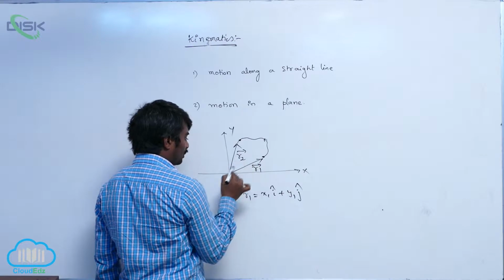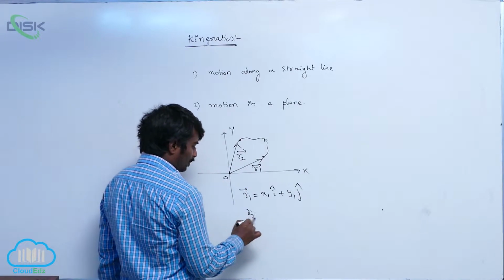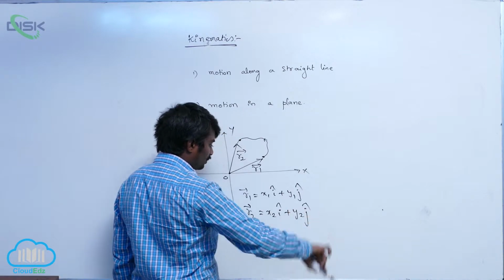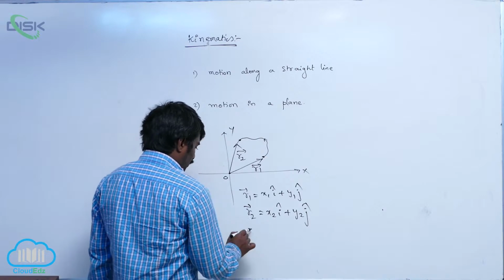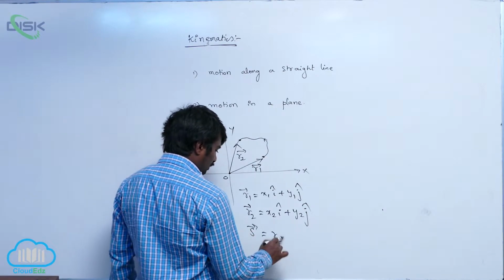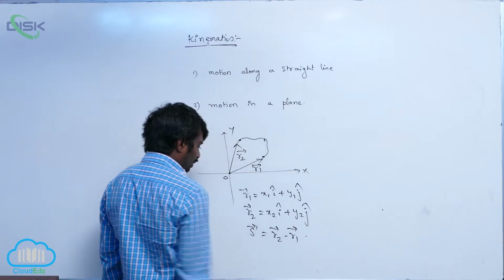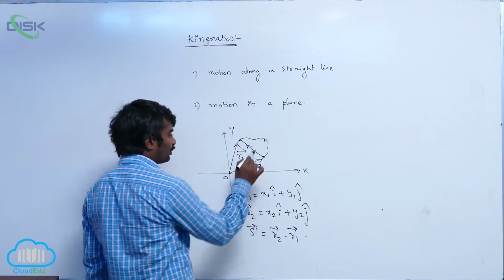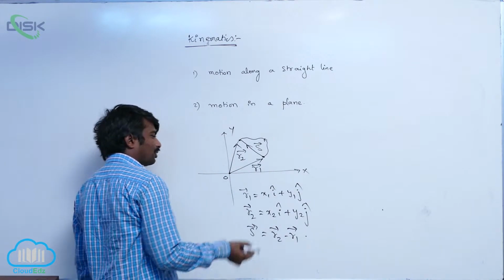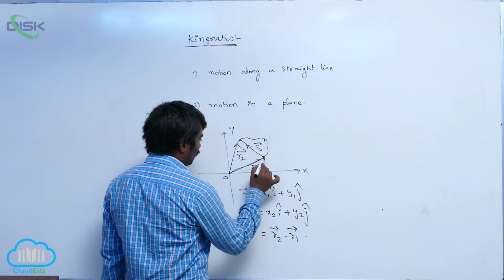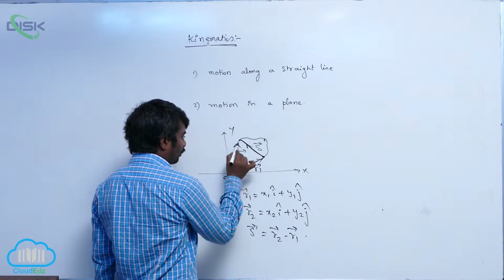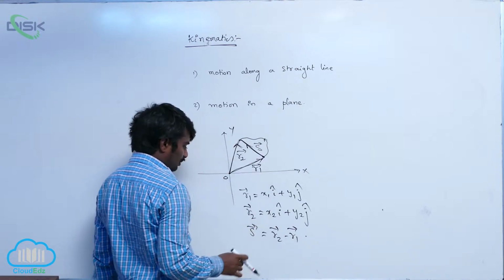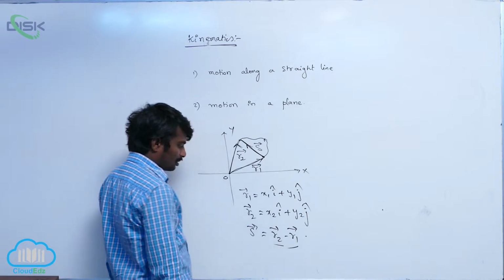So this position vector from the origin is r2 bar. r2 bar is equal to x2 i cap plus y2 j cap, and we know displacement is equal to r2 bar minus r1 bar, and its direction is always from initial position to final position, that is s bar. Or vectorially also you can verify, r1 bar plus s bar is equal to r2 bar from vector addition. So s bar is equal to what you can write? r2 bar minus r1 bar.